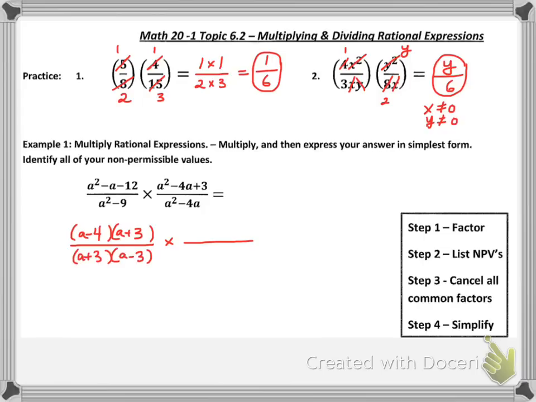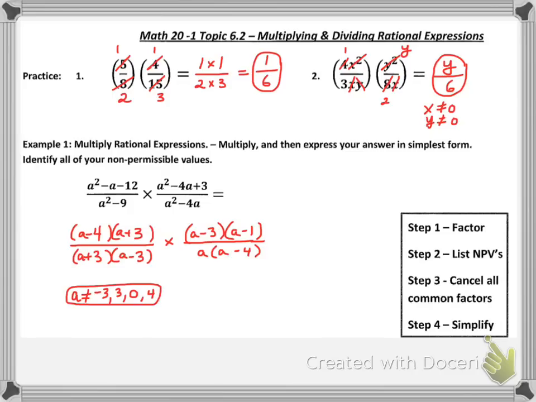The top on the other side, a squared minus 4a plus 3, has to be a minus 3 times a minus 1. And the bottom, all we can do is factor an a out to get a times a minus 4. Now's where we state our non-permissible values. A cannot equal negative 3. A cannot equal 3. A cannot equal 0. Or a cannot equal 4 as we move from left to right.